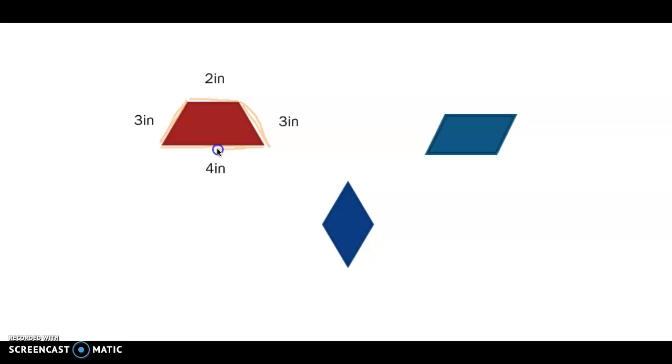How would I find the total distance if I measured each side length separately? How could I find the distance of this whole shape, around the shape, if I know each side length? If you said add them up, that would be a great idea. Let's go ahead and add them together to find the distance around this shape.